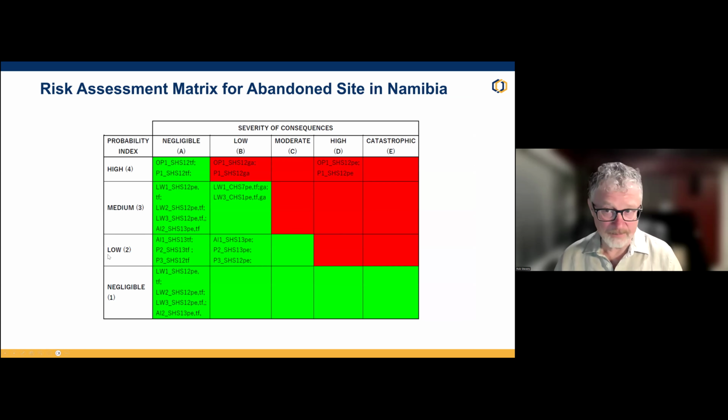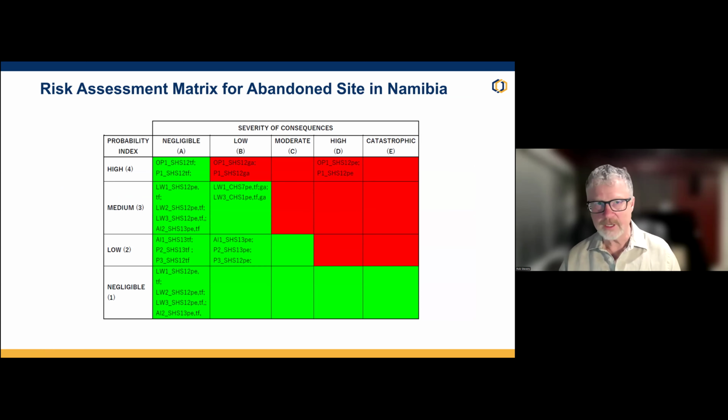So here's an example. There's quite a bit going on in this matrix. This is actually one from the work that the group in Namibia is doing. And essentially, they have identified two broad categories of hazards, chemical hazards and safety hazards.